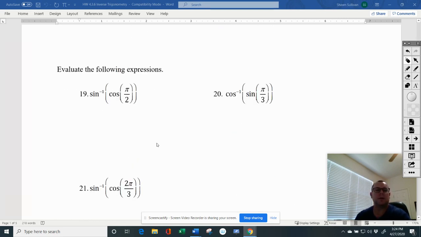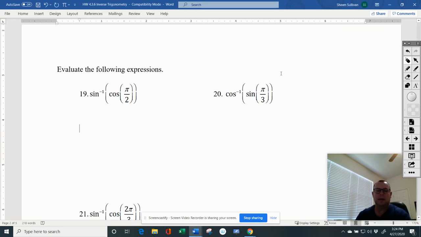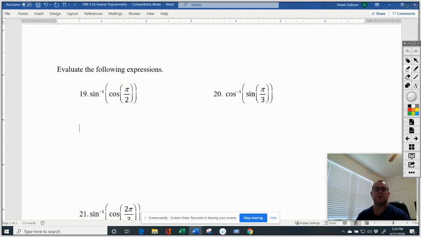So let's start with 19. We'll do 19 and 20. I'm going to give myself a little more room, and we'll be good. So these are compositions of functions. And remember, we're going to start with the inside. So we're starting with the function on the inside. And so we need to figure out what cosine, and there's no restriction on our cosine, right? So what we really want to know is cosine of pi over 2. What is that equal to?